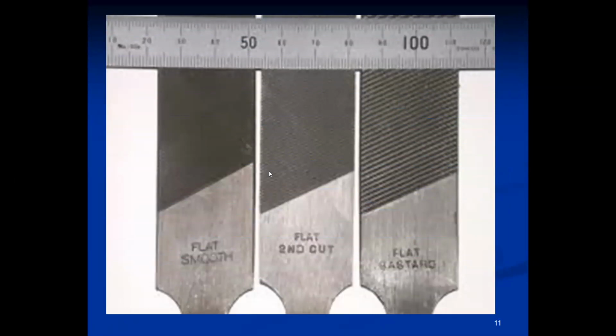Just see here the teeth arrangement per inch. How many teeth are spaced per 1 inch? We are checking like this with a steel rule. There is a flat smooth file, a flat second cut file, and a flat bastard file. This is the number of teeth; how many teeth are arranged per 1 inch, you can calculate.